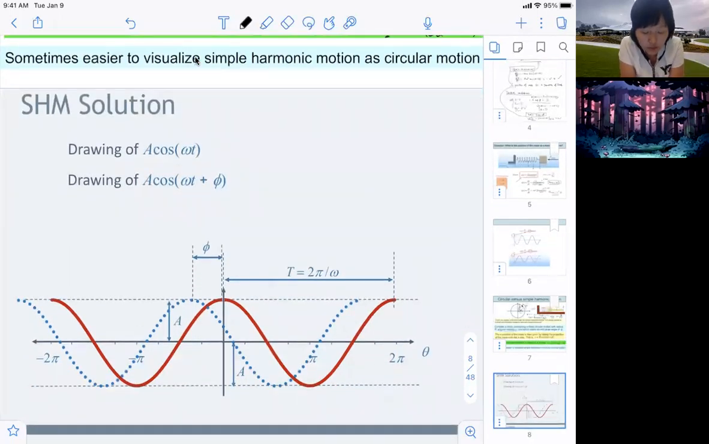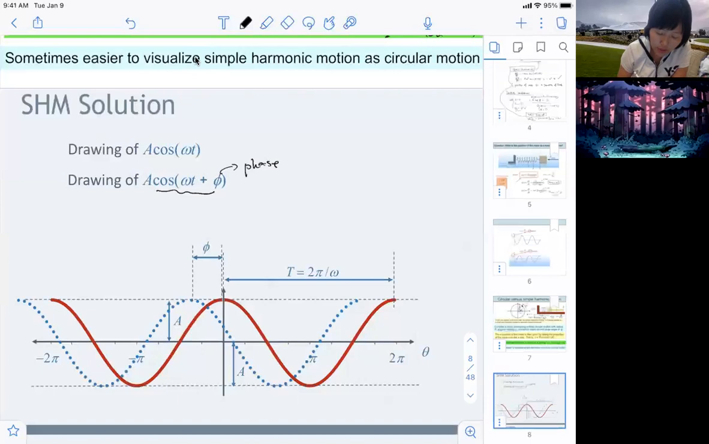Oftentimes, you will see that it's not a perfect cosine shape, right? The one that we had just talked about is a cosine omega t plus phi. So it's not a perfect cosine because there's a phase. So these two different drawings have a phase difference of phi. So if you were given these two graphs, you know that one of them is cosine omega t and the other has to be cosine omega t plus phi.